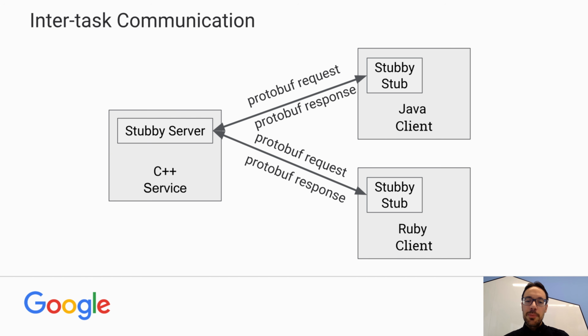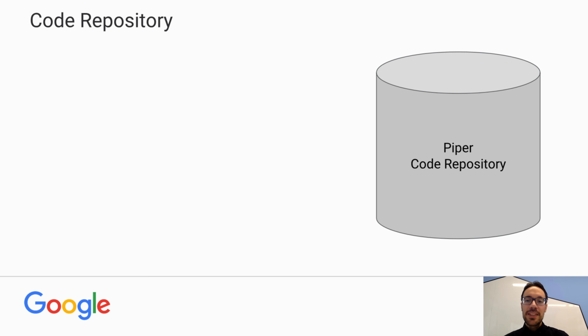This is the last piece needed to have a fully functioning production environment for distributed computing. So how do engineers develop, deploy, and run programs in this production environment? Let's first discuss where the code lives. Piper is the repository where the code lives.